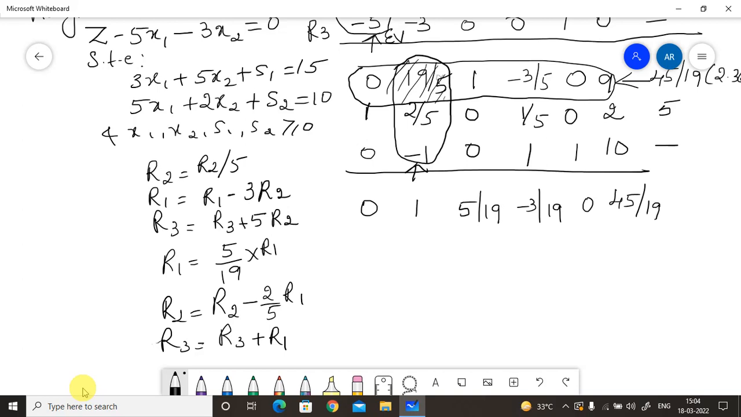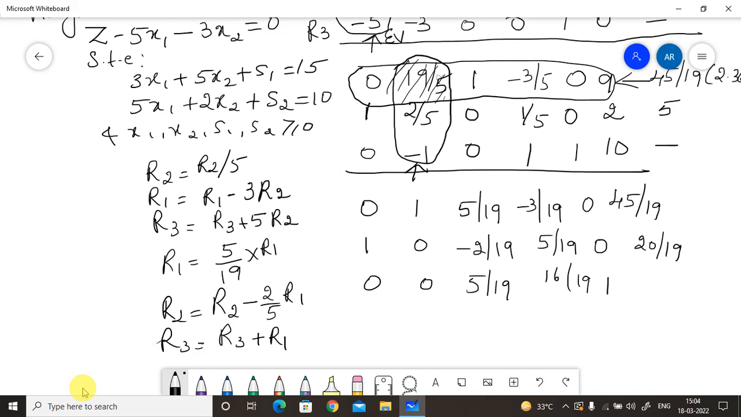Similarly if you go for the second row, R2 minus 2 by 5 into R1, that will give you the value 1, 0, minus 2 by 19. And this will become 5 by 19, and here it will be 0, and here it will be 20 by 19. Then the last row, this is always 0, and this should be 0, and next will be 5 by 19. As per the formula you have to keep on evaluating it. 16 by 19, and this is 1, and finally this will be 235 by 19.